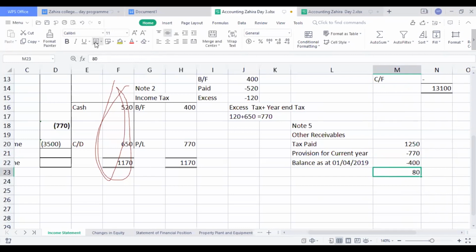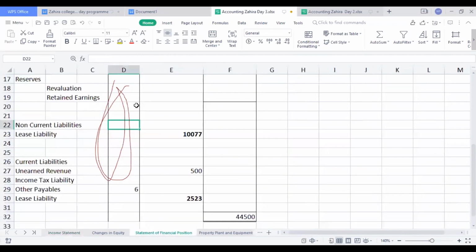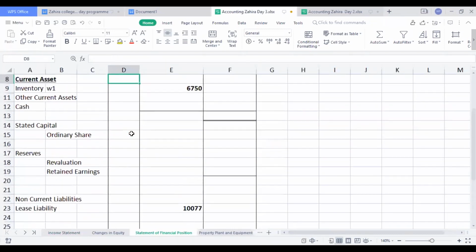So I have paid more than the amount. Actually, the entire year I had the balance of 1170, but actually I paid 1250, which means 80 I have paid in excess. This paid excess is what we say as prepayment. So where do I record this prepayment, guys? I will move on to my statement of financial position and record it under current assets, because prepaid expense comes under current assets.